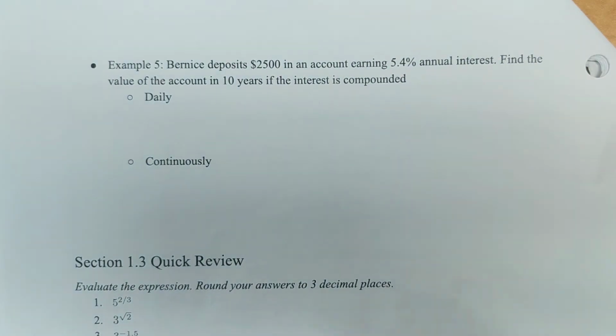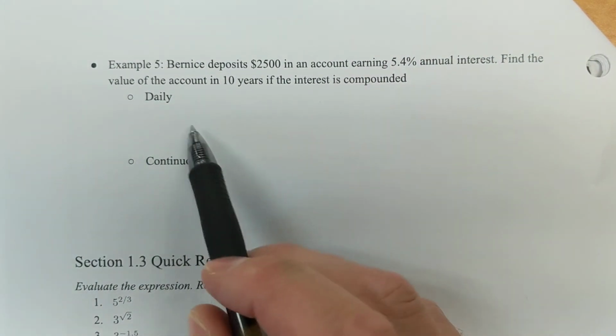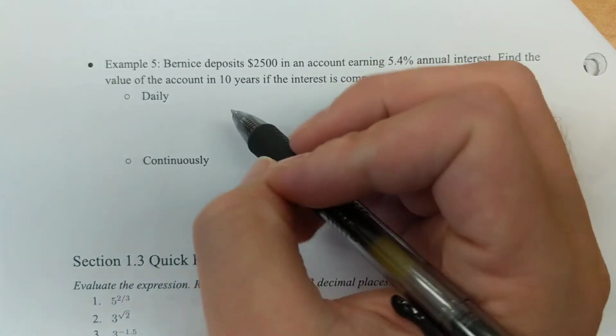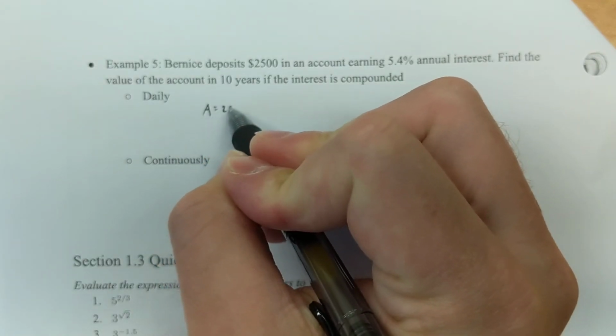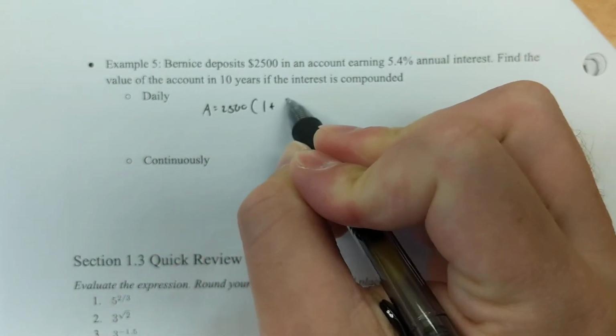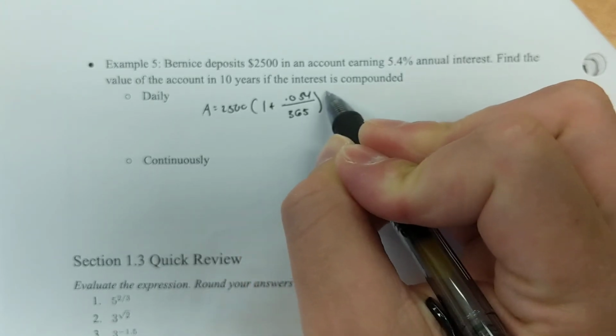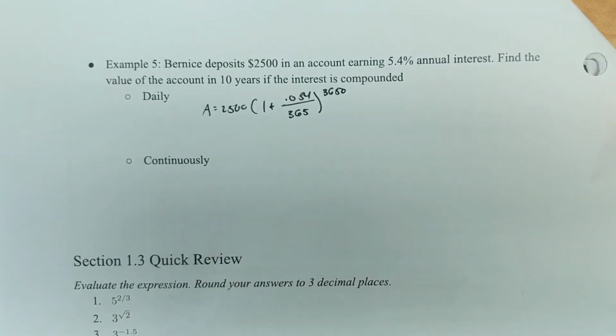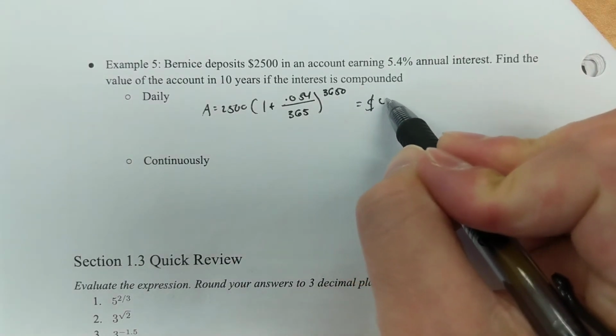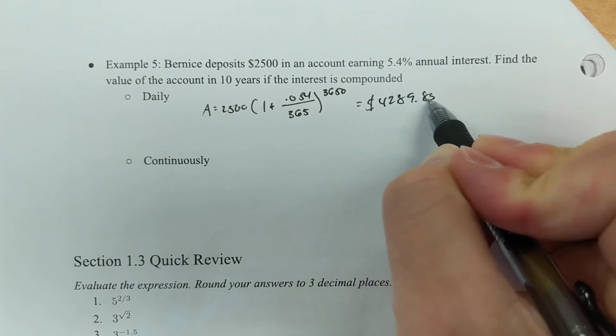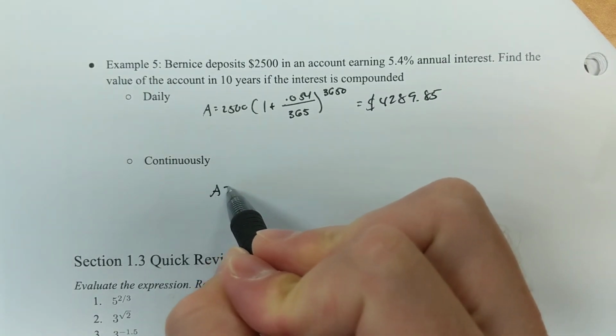All right, so last example here. Once again, we're going to do daily and then continuously. So daily is going to use the old equation. So 2,500, 1 plus 0.054 divided by 365 raised to the 3,650 power, because daily n is 365, and this is going to be 3,650. That is equal to $4,289.85.